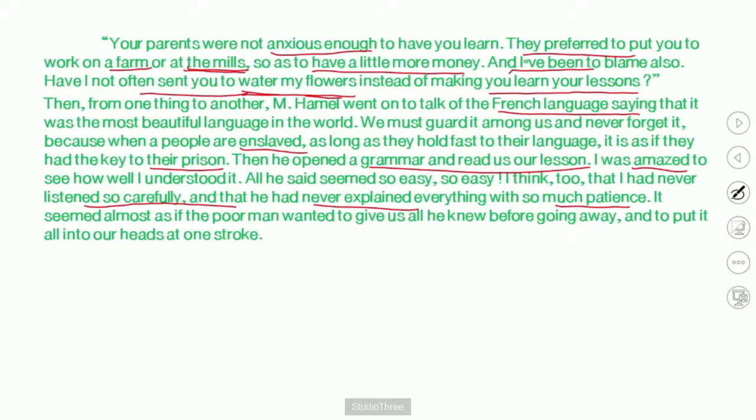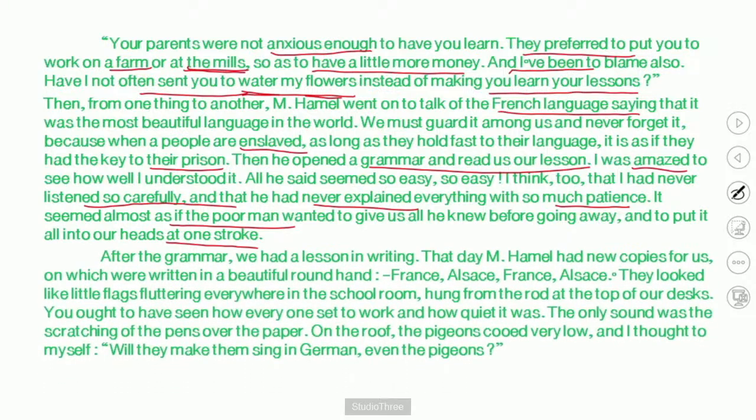So it also seems as if the poor man wanted to give us all he knew before going away, and to put it all into our heads in one stroke. Means that is not possible. If we want to learn anything, it will not happen in one stroke, but the learning or teaching process, or even the process of learning each and every language, or another subject, math, science or social science, is a continuous process. Means you have to learn one by one, and that is very important to understand all those aspects.